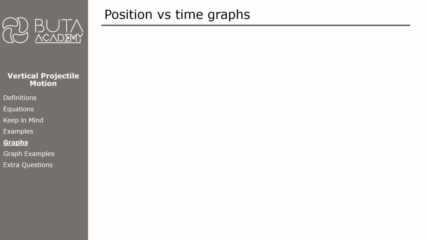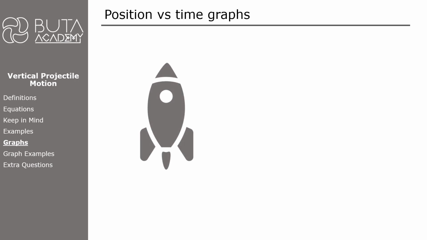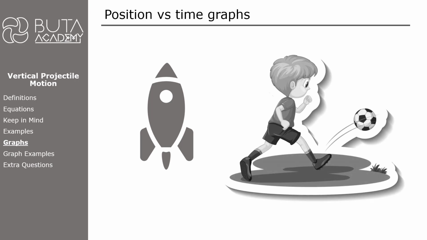But don't worry, in this video we are going to learn how to draw these graphs without all this hassle. If an object is in free fall, and by the way, the rocket on the screen is not in free fall, but we assume it is, to draw its position versus time graphs, the only thing required is imagining the trajectory of a soccer ball kicked from the ground.